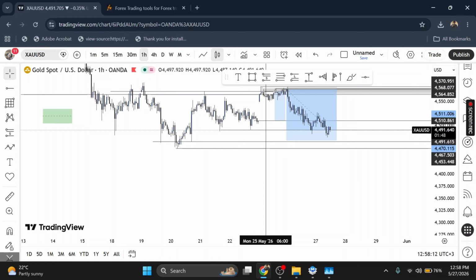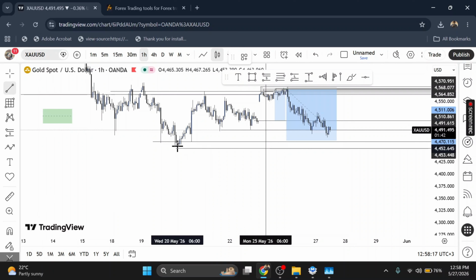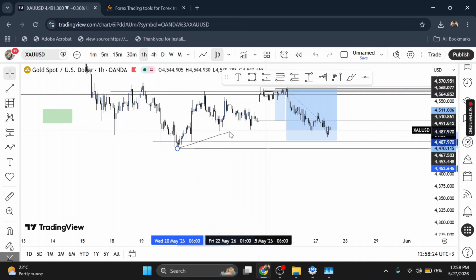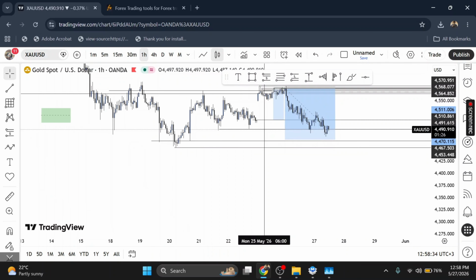I'm waiting for a good reaction from here because I take all this as, let me draw something, all this is liquidity. To here, that's liquidity. To here, that's liquidity, and now to here. So I'm expecting all of it to be swept out. So I'm looking for some entry right here, but not yet. I'll show you in the next video.